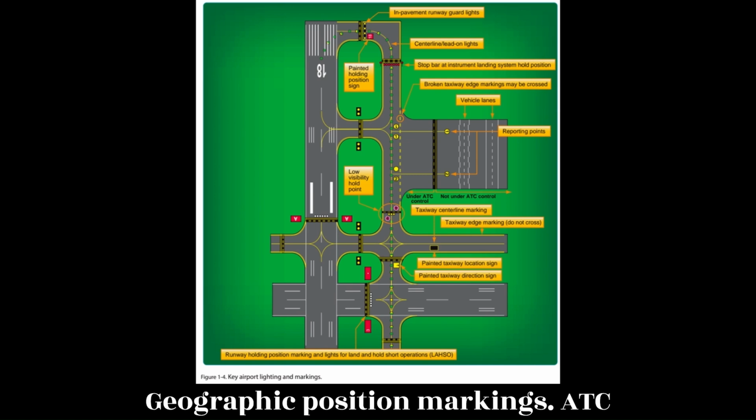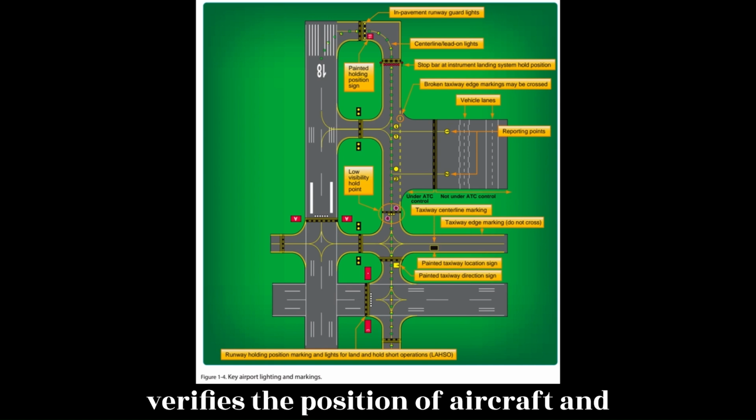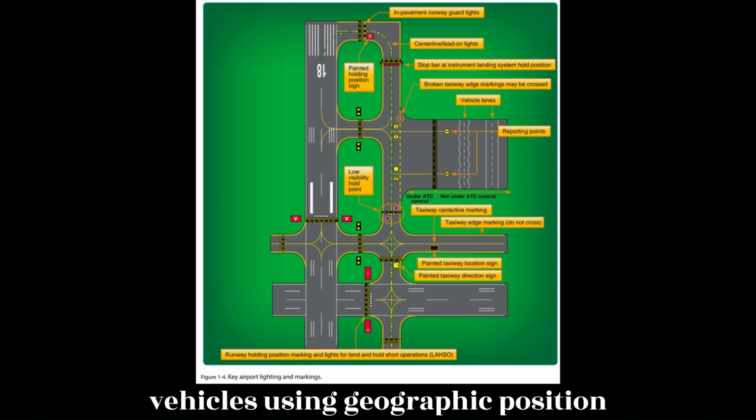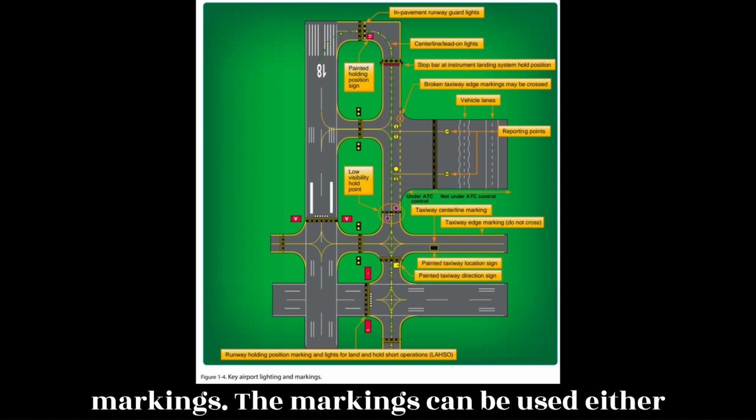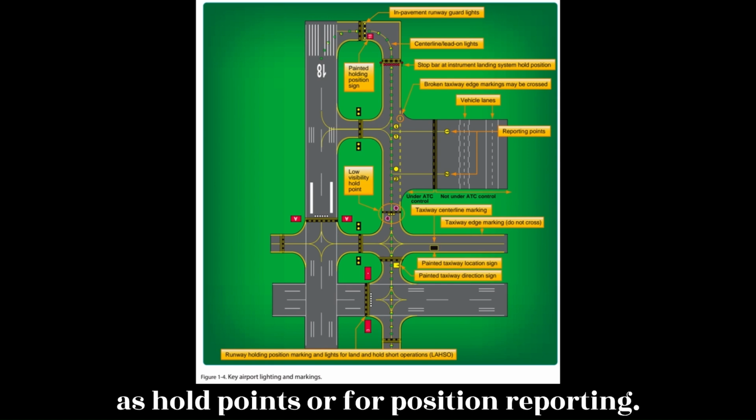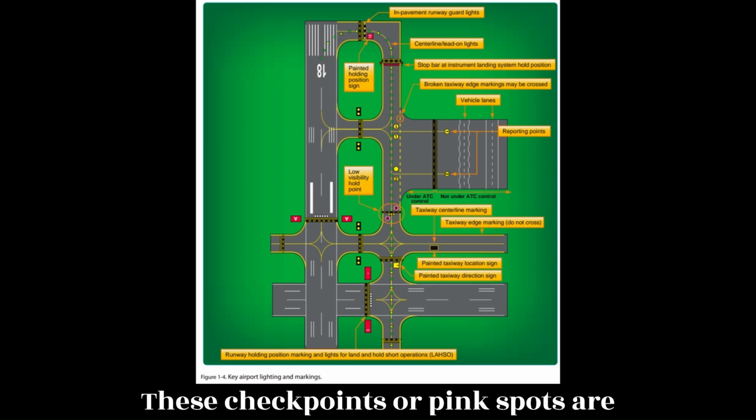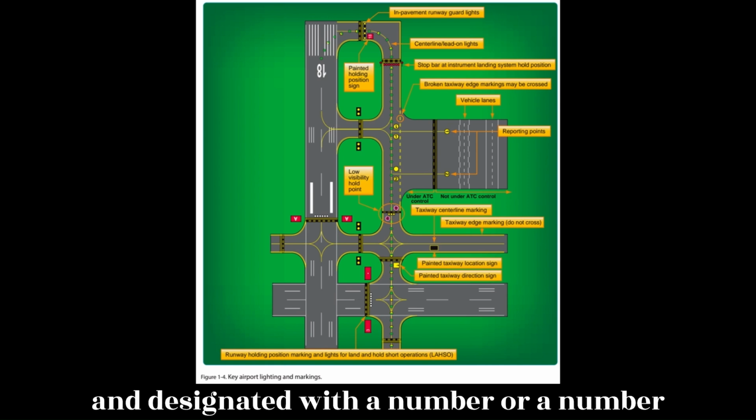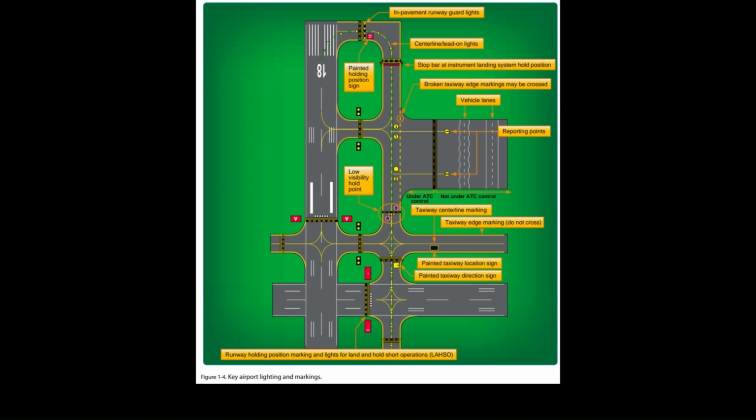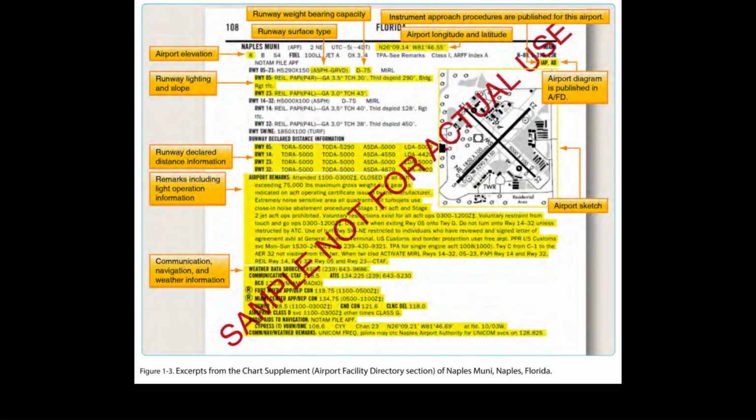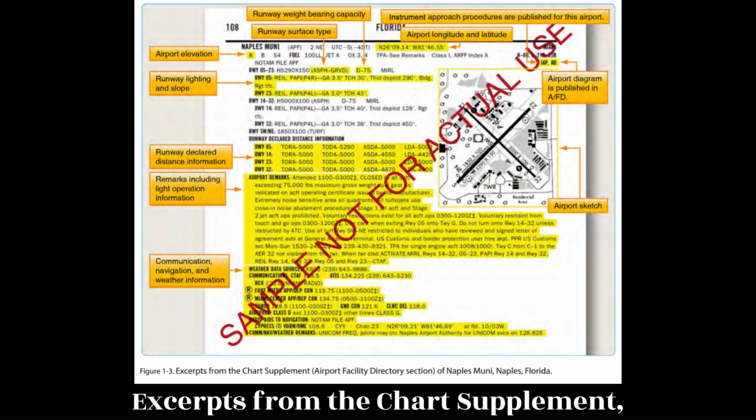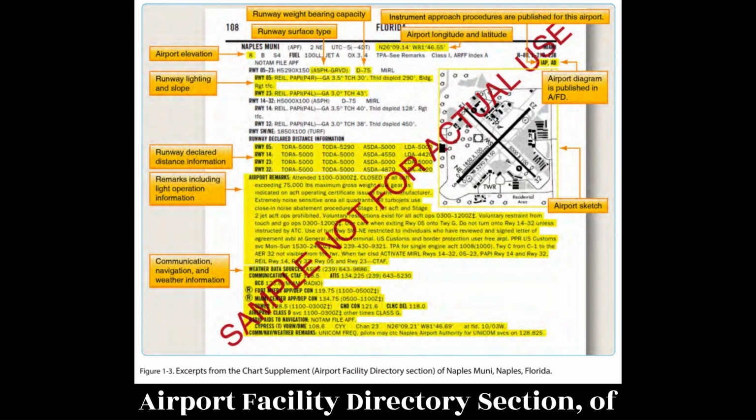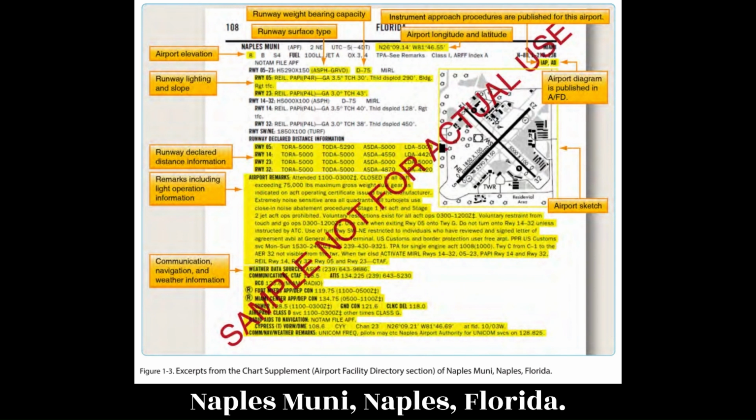5. Geographic position markings. ATC verifies the position of aircraft and vehicles using geographic position markings. The markings can be used either as hold points or for position reporting. These checkpoints or pink spots are outlined with a black and white circle and designated with a number or a number and a letter. End of page 1-3. Figure 1.3. Excerpts from the Chart Supplement, Airport Facility Directory section, of Naples Muni, Naples, Florida.